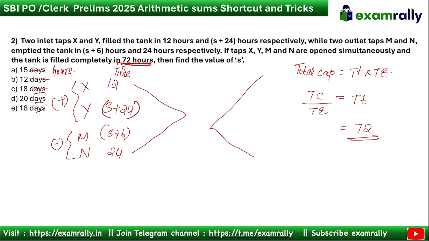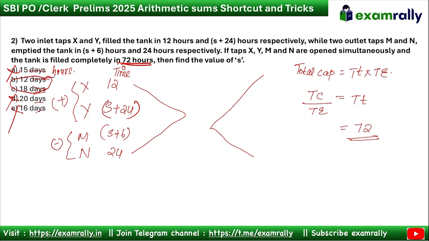How we can eliminate: that particular 72 should be divisible by all four taps' times. Suppose we take S as 15. Then 15 plus 24 is 39, which is not divisible into 72. Like that, 20 is also not divisible, so this will be cancelled. 16 is also not divisible. See, only these two values are divisible into 72.